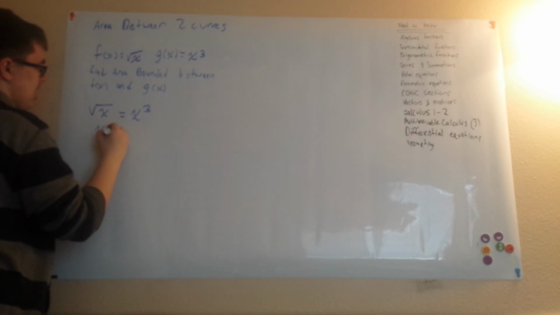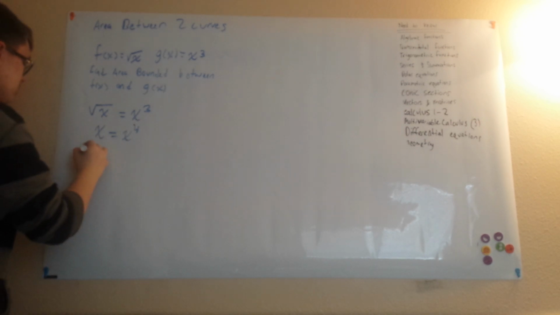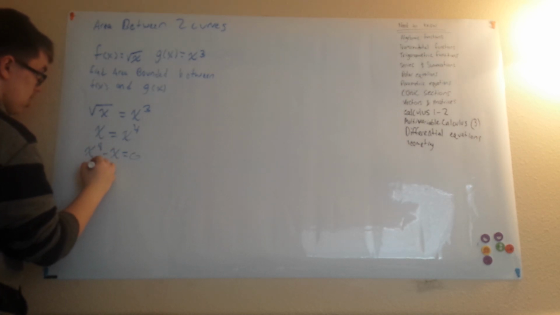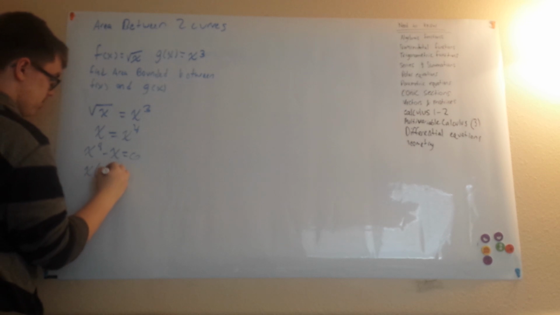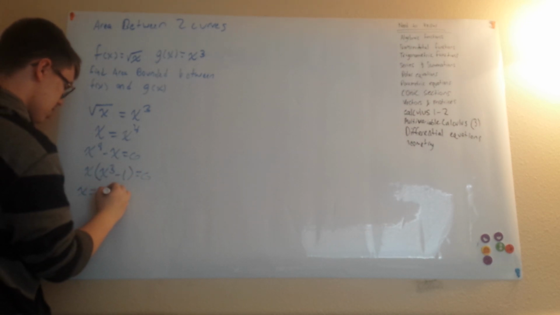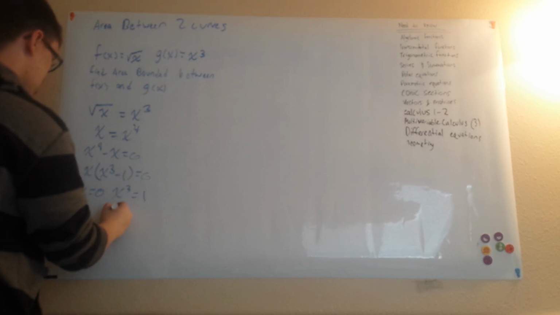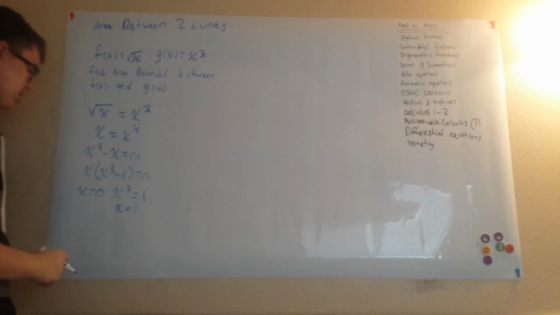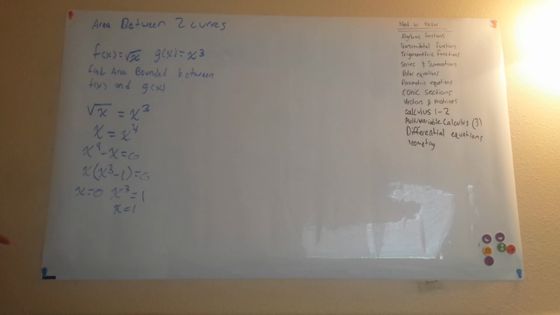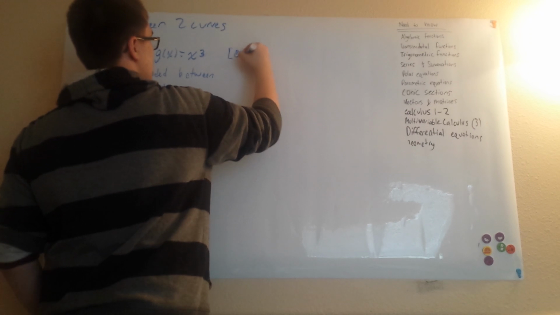So what is x equal to x to the fourth? That becomes a problem. So we have x to the fourth minus x equals 0. We got x times x to the third minus 1 equals 0. x equals 0, x cubed equals 1. That can only happen at x equals 1. So we still have from 0 to 1, right?